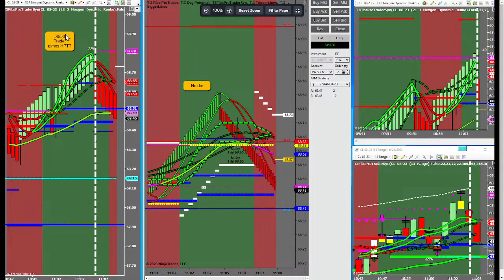Jose, 50-50 trade, right? Everything says up. The triggers are strong. We're coming from support. There is no divergence. You take the perfect entry, and it doesn't work. Jose, would you take this trade again if it's set up?